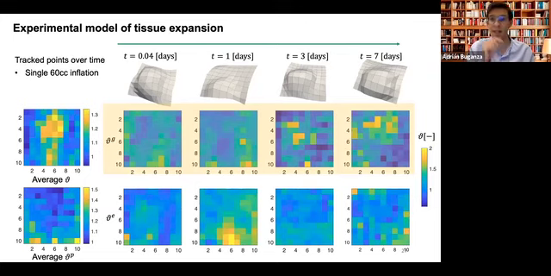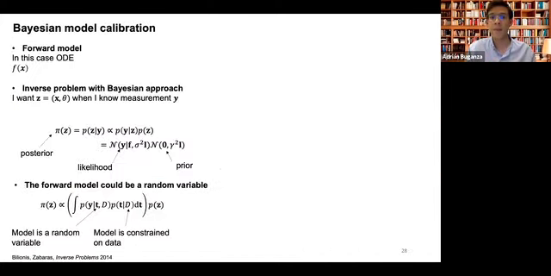So in this case, we have a single inflation of 60 milliliters, and we take the skin at different time points. So either 1 hour, 1 day, 3 days, 7 days. And as you would expect, over time you have growth, and you get more growth in the apex of the expander and less growth in the periphery, which correlates with the overall deformation that you see on the left. So again, we want to do some Bayesian calibration of the growth model that we have used in the past.